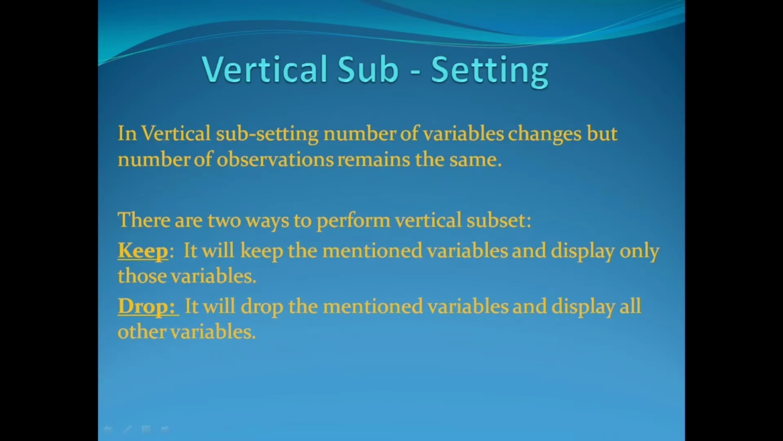Vertical subsetting. In this subsetting, the number of variables in the dataset is changed. However, the number of observations is still constant. There are two ways to process vertical subsetting: keep and drop. Keep, as the name suggests, keeps the variables mentioned in the SAS code and deletes the other variables. Drop will delete the mentioned variables and keep the other variables in the resultant dataset. Let's see some code as an example of keep and drop to understand vertical subsetting.